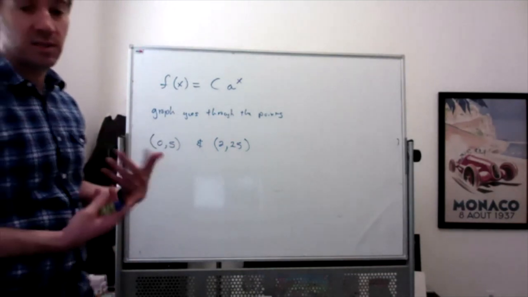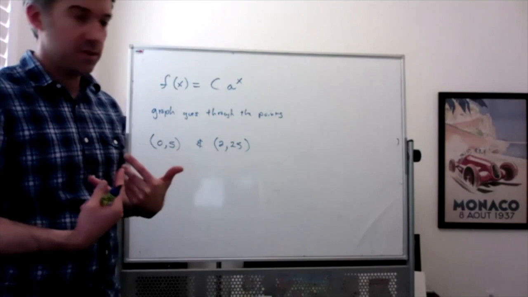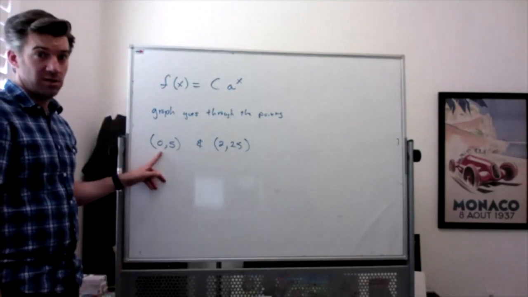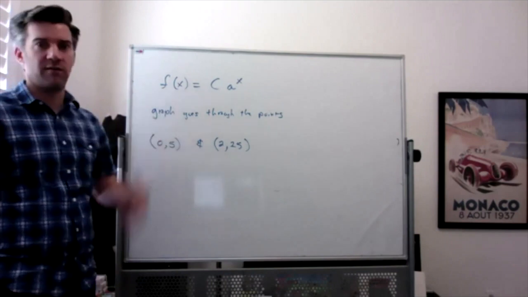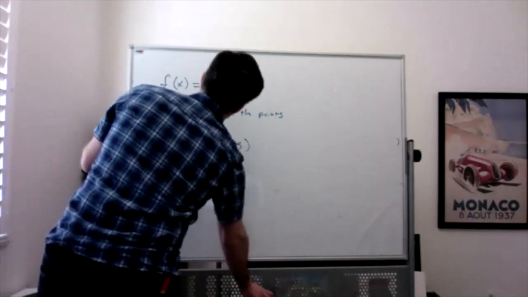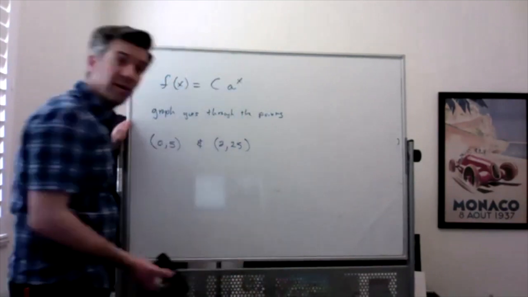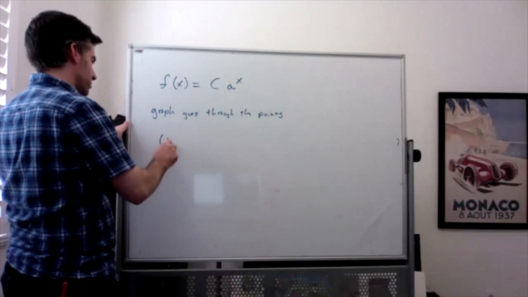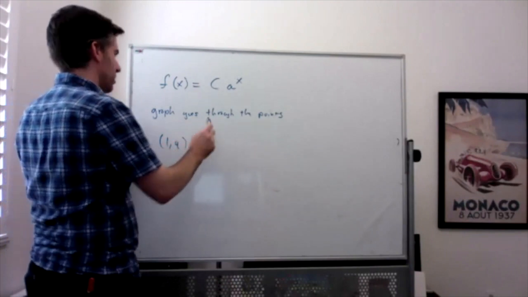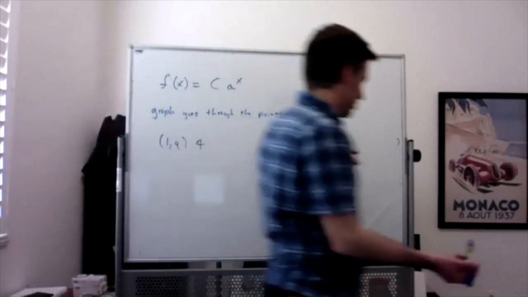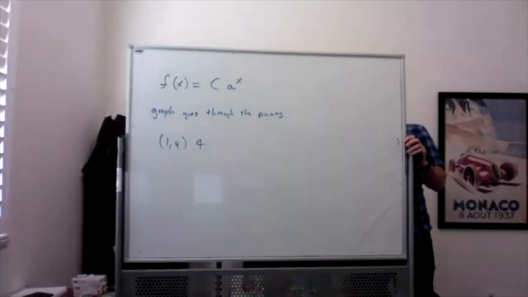The reason this problem is too easy, in my opinion, is because they gave you one with a 0. If they give you one with a 0, it's super easy to find C, right? Let's make it harder.